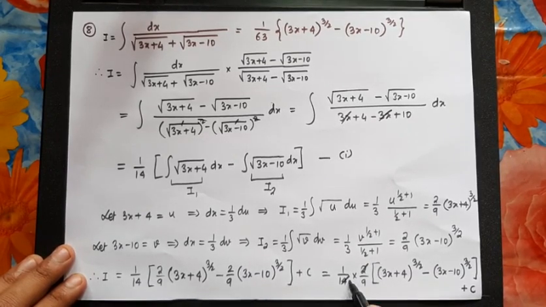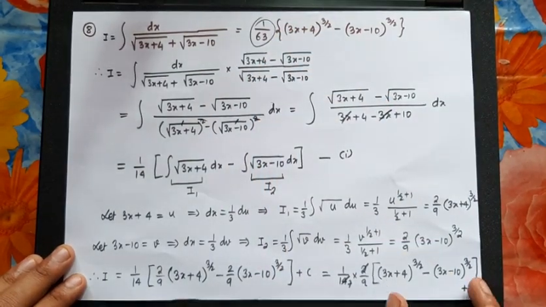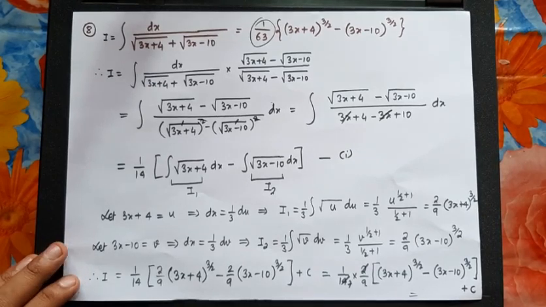Again this and this get cancelled, so 7 into 9 is 63. So that's what we get, and the rest are the same, right? So you may pause the video to note this down.